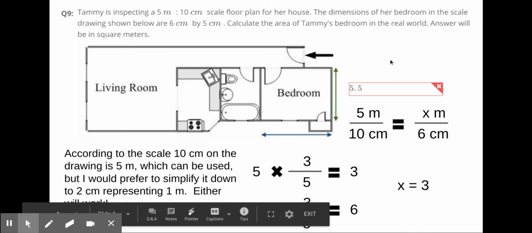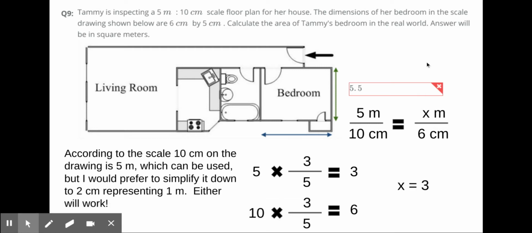Okay, looking at problem 9 here. If we look at the top, 5 meters is 10 centimeters, and we want to find out the room that's 6 centimeters by 5 centimeters on this drawing. So 5 meters is 10 centimeters. Now, what times 10 equals 6? Well, if you multiply by 3/5, you're going to get 6.